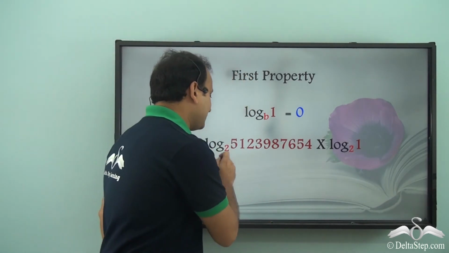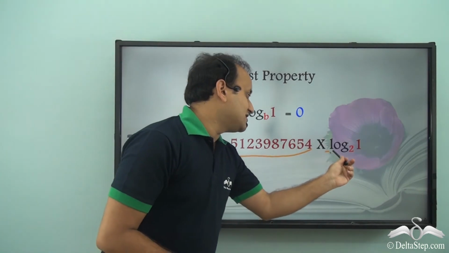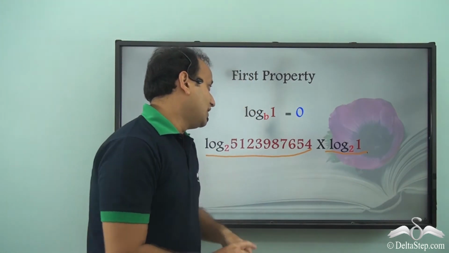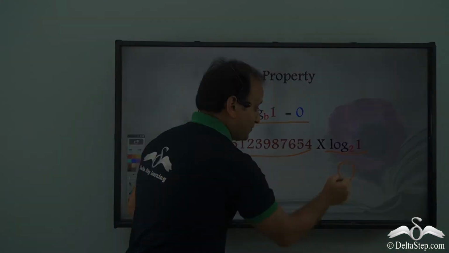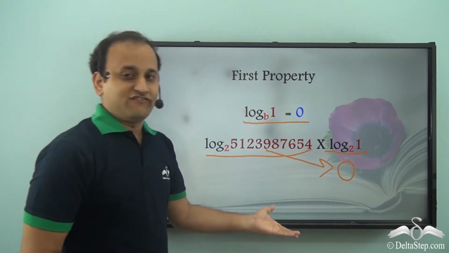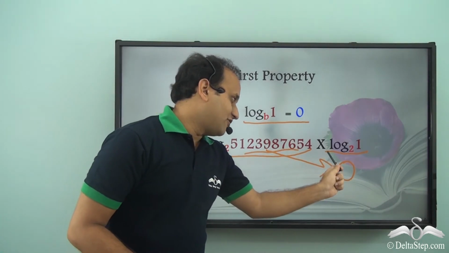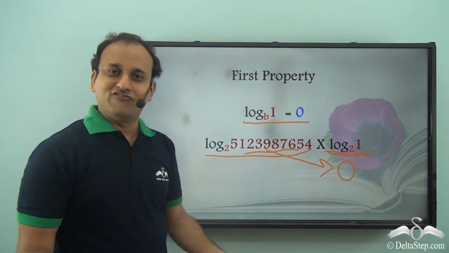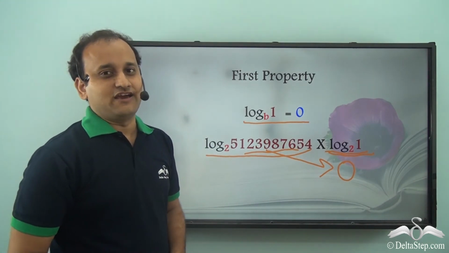Now this number definitely Sam cannot solve. But Sam can definitely solve this part of the equation, which is log of 1 to the base 2, which is nothing but the first property of logarithm. So this will be 0. So anything multiplied with 0 will always be 0, right? So whatever big the number be, if you have log of 1, it will always give you 0, and the entire equation will always be 0. So definitely the first property of logarithm helps in some way at least.